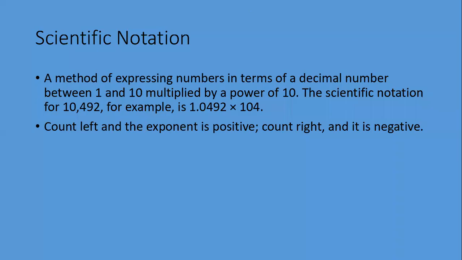I'm your physics teacher, and today we will study scientific notation, a method of expressing a number in terms of a decimal number between 1 and 10 multiplied by a power of 10. The scientific notation for 10492 is 1.0492 cross 10 raised to power 4.